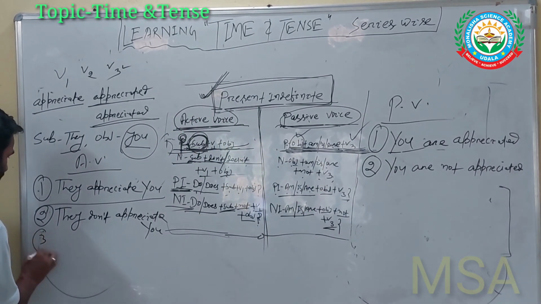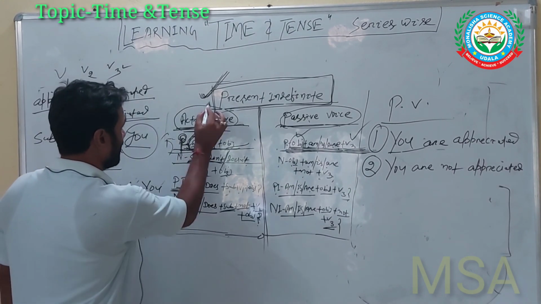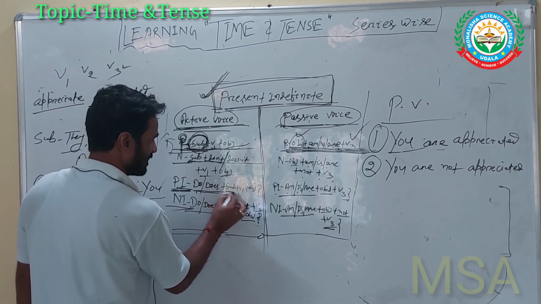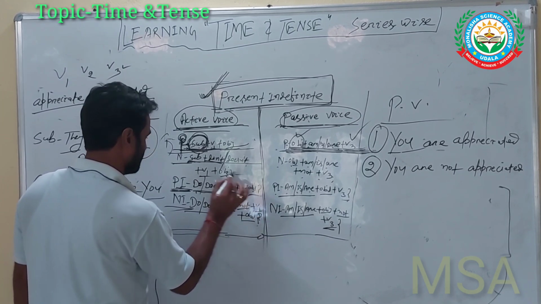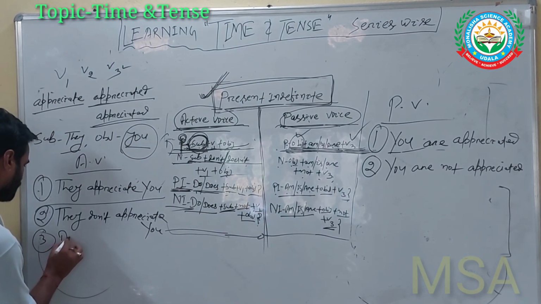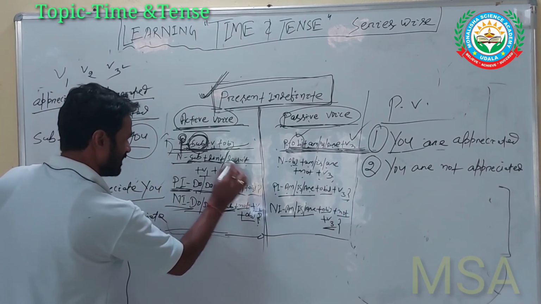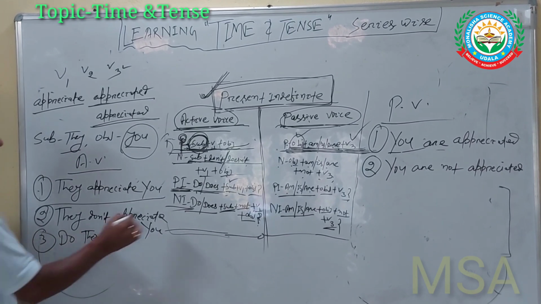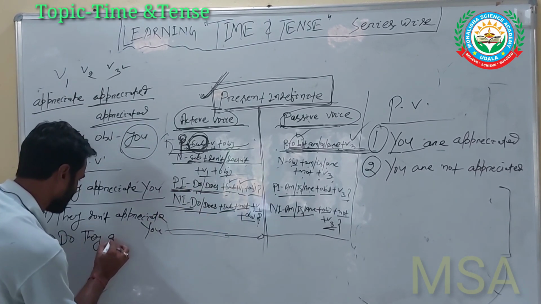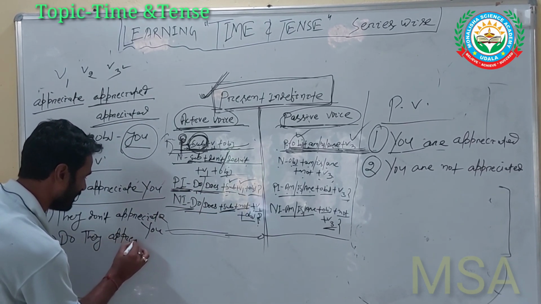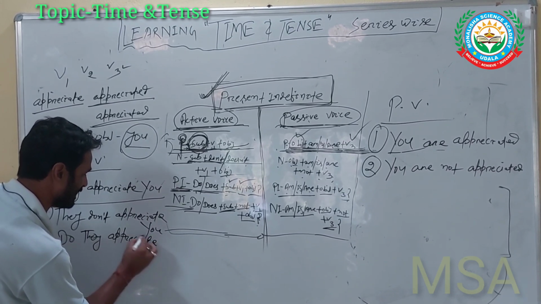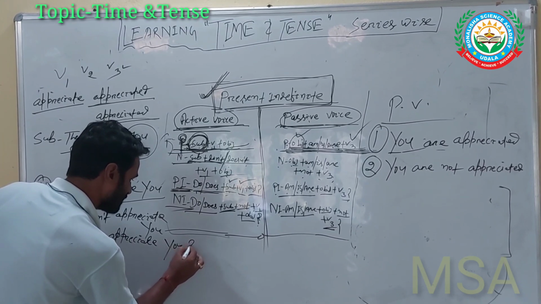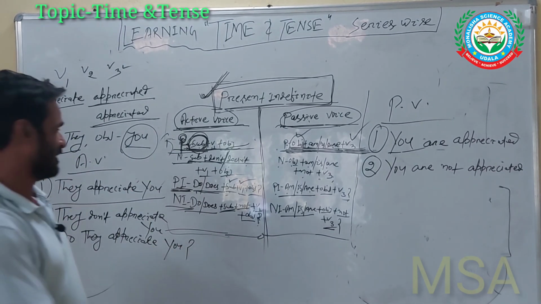The third one is from the side of active voice. You can see do, does, next subject, next V1, next object. So do, next comes subject, they. Do they, V1 means appreciate. So, do they appreciate you? And the question mark comes at the end.